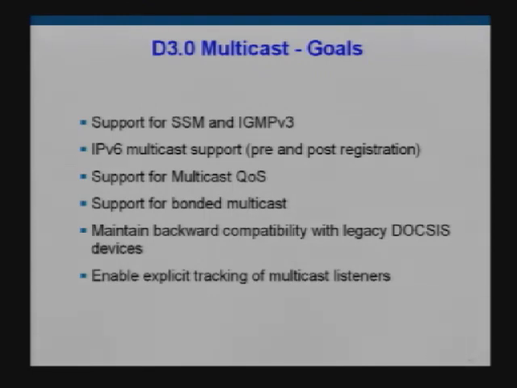We have been talking about bonding multiple physical channels, right? Even the multicast packets can be sent via a bonding group. And obviously DOCSIS 3.0 maintains backward compatibility with DOCSIS 2.0 and earlier versions of DOCSIS for multicast. And another aspect is that the DOCSIS 3.0 implementation of multicast can explicitly track the listeners, the way it is implemented.